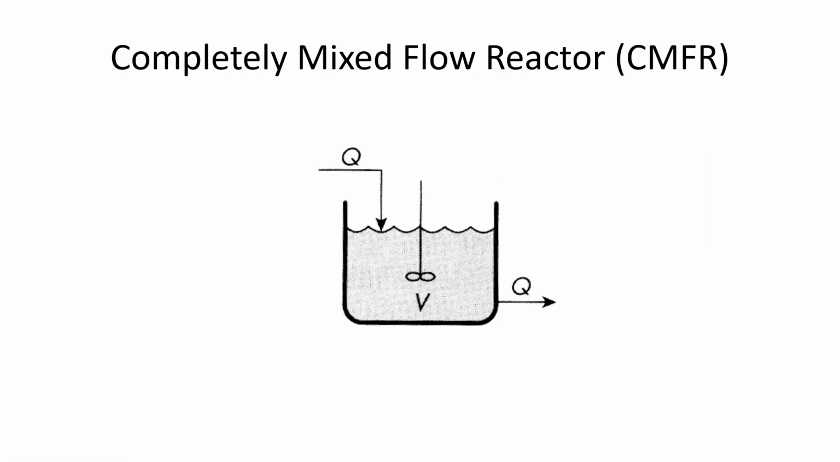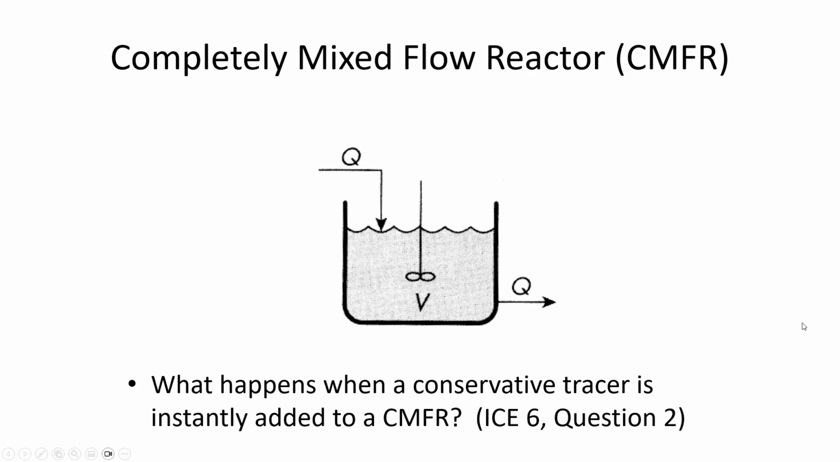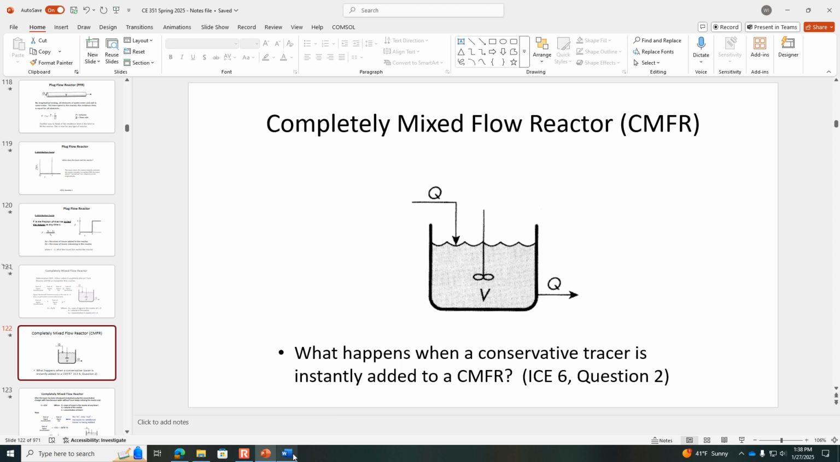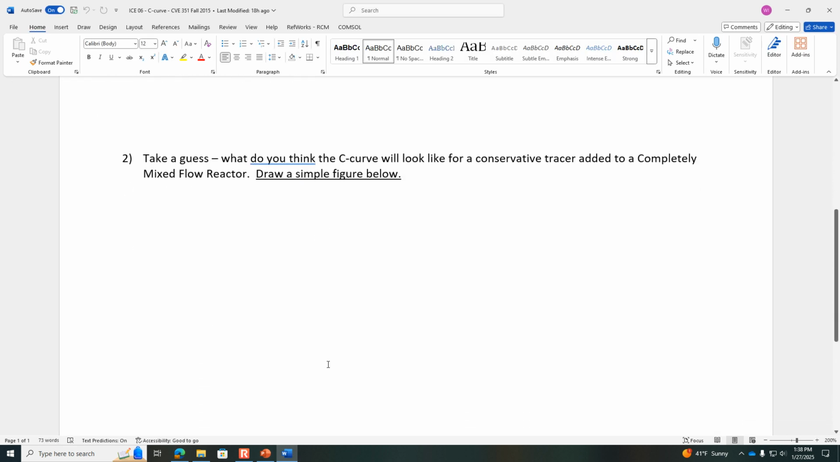We can also do C curves and F curves on completely mixed flow reactors. So a completely mixed flow reactor does, unlike a batch, have flow in and flow out over time. So what happens when you add a conservative tracer instantly to a completely mixed flow reactor? That is what the in-class exercise is asking you here on question 2. What do you think the C curve is going to look like for a completely mixed flow reactor?